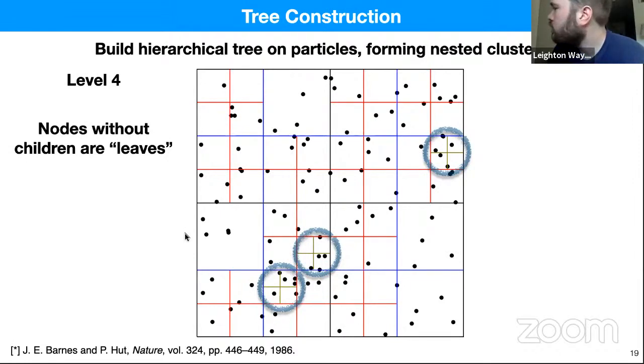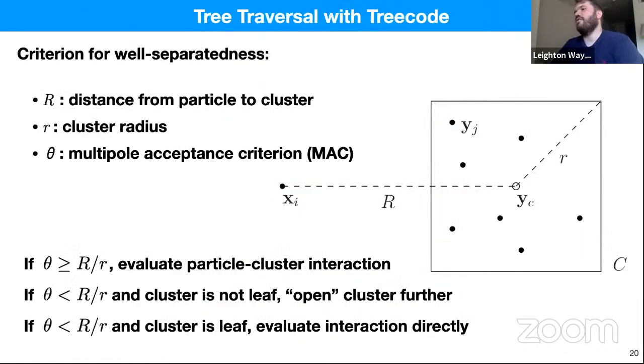Well, we have to determine when we actually interact with a cluster approximately or not. So we need some criterion for well-separatedness. You can imagine here, this x_i is our target particle, and this is some cluster of source particles y right here. We have some distance, big R, between the center of this cluster and this target particle. We have some radius of this cluster. Typically when we build these clusters, we will shrink the cluster boundaries to just contain the particles, so we make this radius as minimal as possible. But that's our little r.